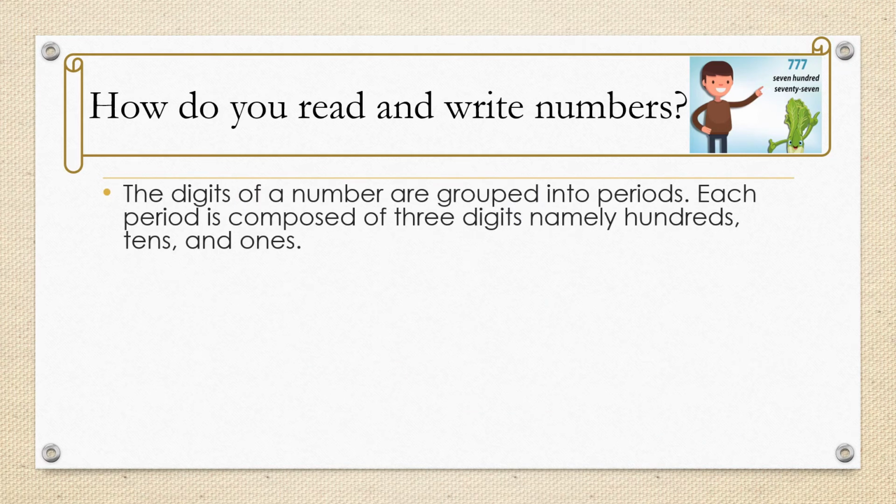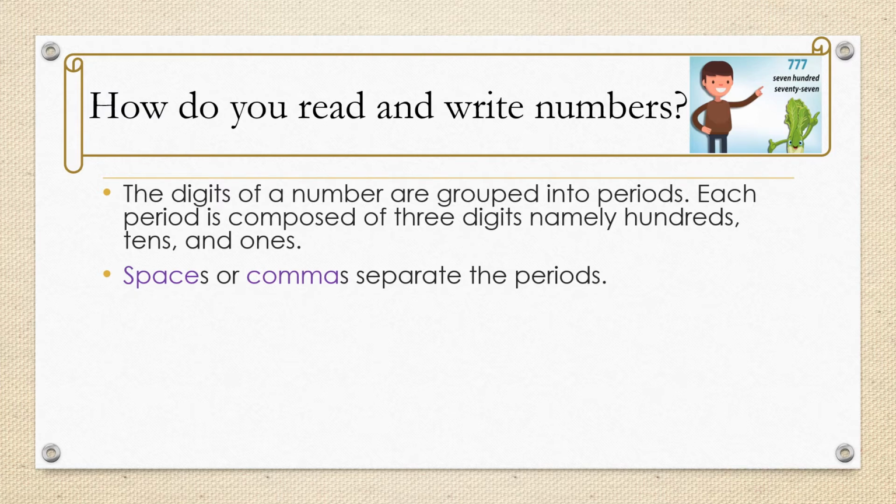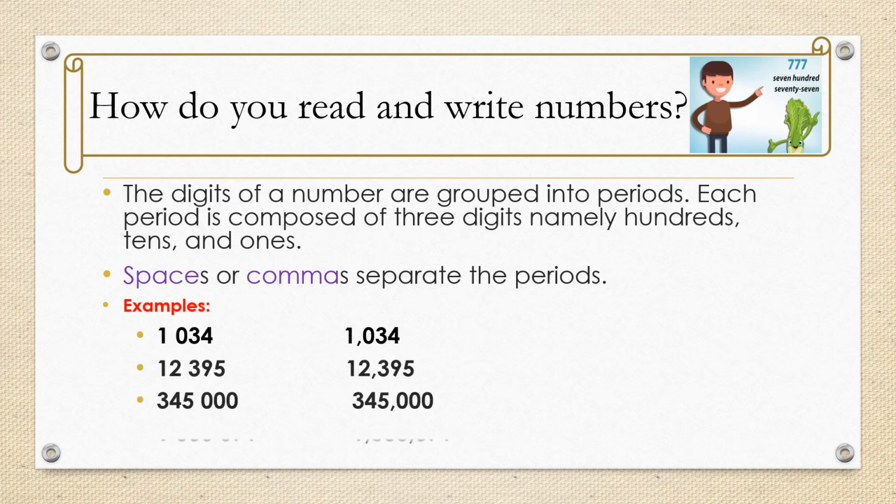The digits of a number are grouped into periods. Each period is composed of 3 digits, namely hundreds, tens, and ones. Spaces or commas separate the periods. Example, let's see. So look at the number. So instead of writing comma, you can put space in between the periods. So 1 is in the thousands, right? And 34 is on the units period. So you can separate it.